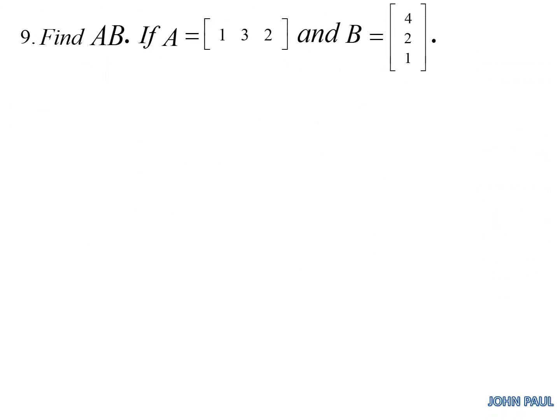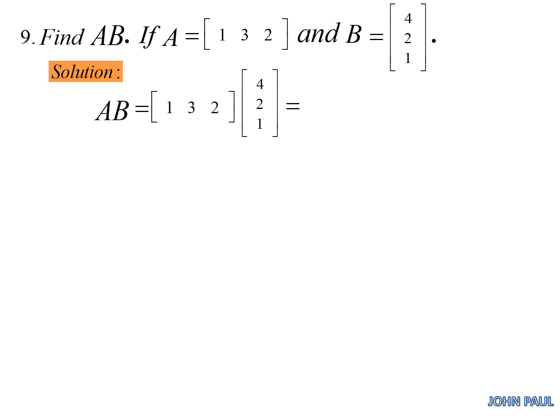Ninth problem. If A and B is given, we want to find AB. Solution. Given matrix A, B, we'll multiply this. Before multiplying this type of problem, consider the order. What is the order for the first matrix A? 1 by 3. For matrix B, 3 by 1. So if you multiply, we'll get an order of 1 by 1.